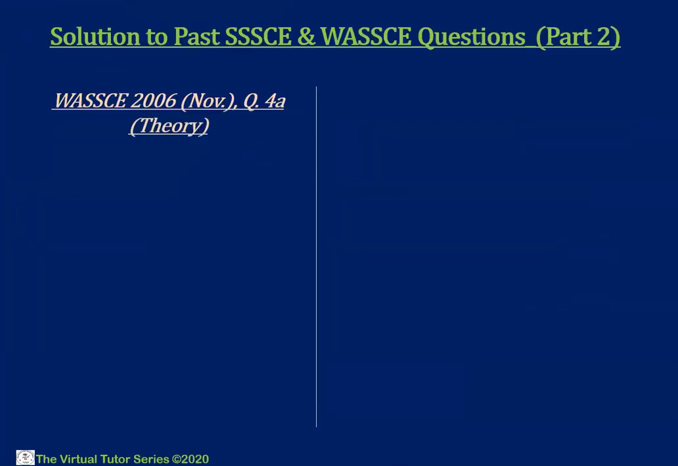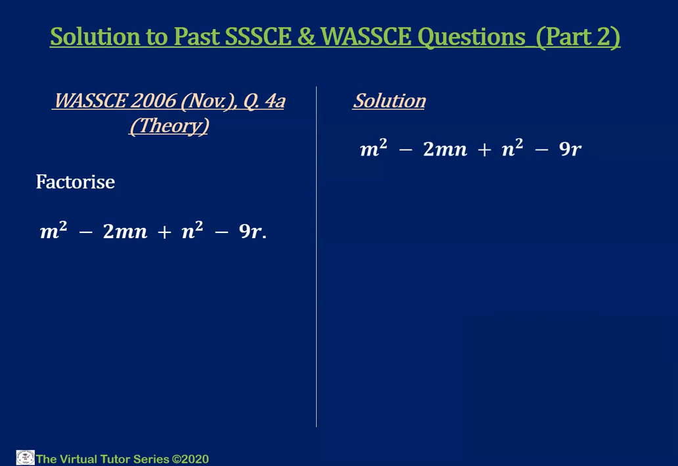Next is WASSCE 2006, Novdec, Theory Question 4A. Factorize m squared minus 2mn plus n squared minus 9r. Solution. We are to factorize m squared minus 2mn plus n squared minus 9r.